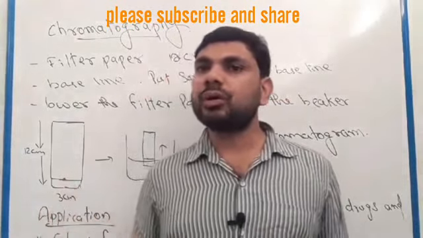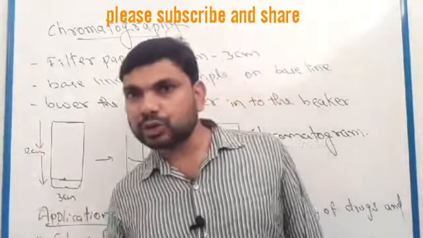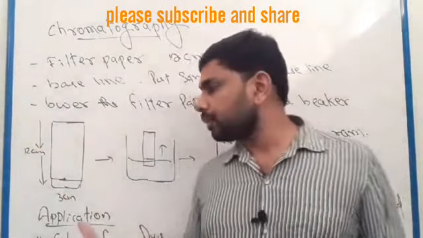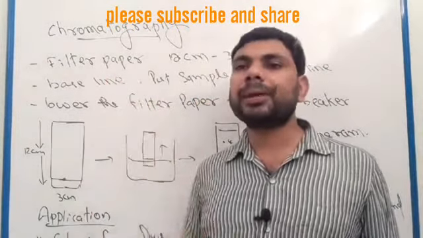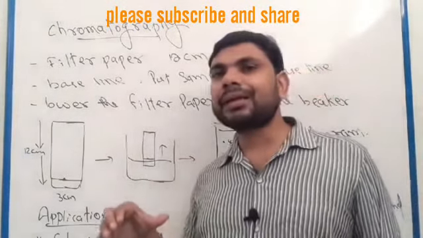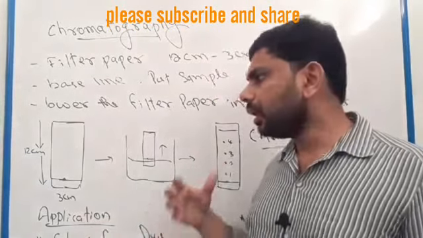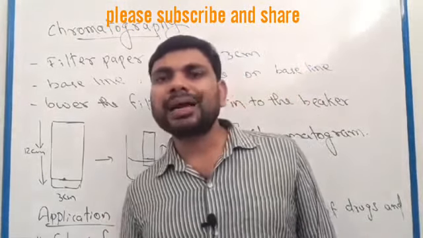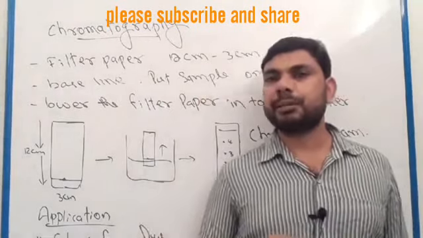Put one drop of mixture on the baseline and insert this chromatographic paper into a beaker which contains water. Okay, and this water will move upward through the chromatographic paper, and this water helps to separate different components of the mixture. Okay, and this process is called the chromatographic experiment. Now, applications of the chromatographic experiment.